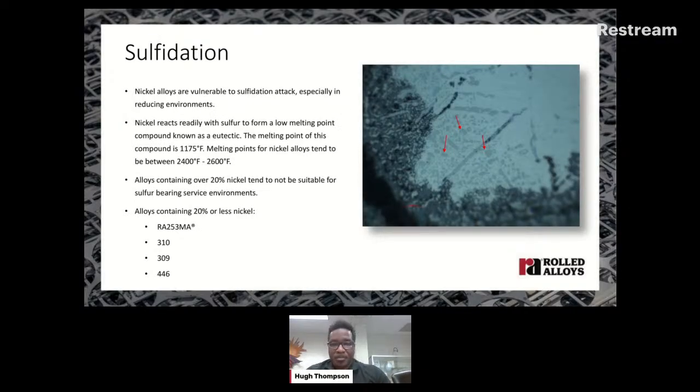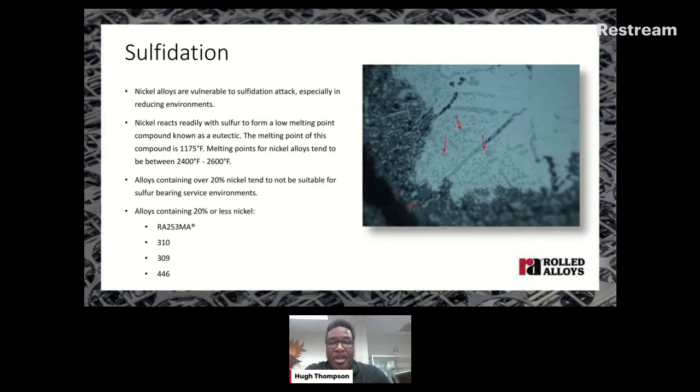So switching gears here, we're going to now speak about things that you can commonly run into in these high temperature applications. The first is going to be sulfidation. Nickel alloys are vulnerable to sulfidation attack, especially in reducing environments. Nickel reacts readily with the sulfur to form a low melting compound known as a eutectic. This eutectic lowers the original melting range of these alloys from between 2,400 and 2,600 degrees all the way down to 1,175 degrees. Alloys containing over 20% nickel tend to not be suitable for these sulfur-bearing environments.